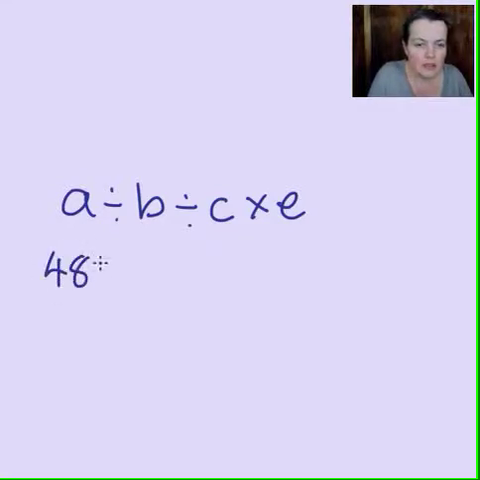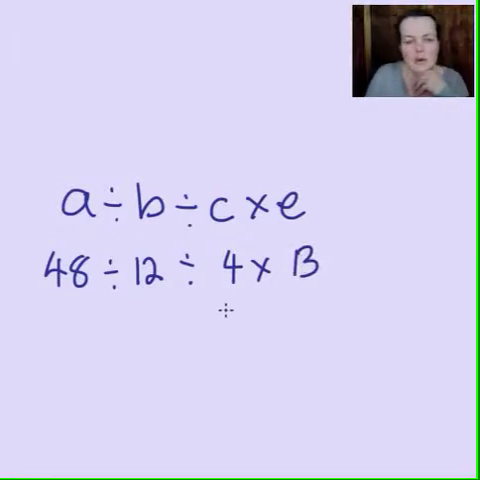48 divided by 12 divided by C, which is 4, times E, which is 13. These look horrible numbers, don't they? So let's just trundle our way across.